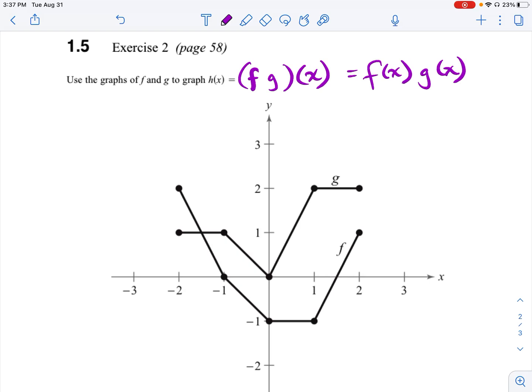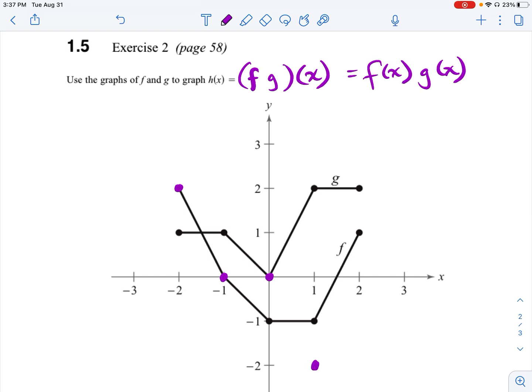So when x is equal to -2, +2 times +1, well, that's just +2. So go through and multiply these outputs. 1 times 0 is 0. When x is equal to 0, 0 times -1 is just 0. 2 times -1 is -2.